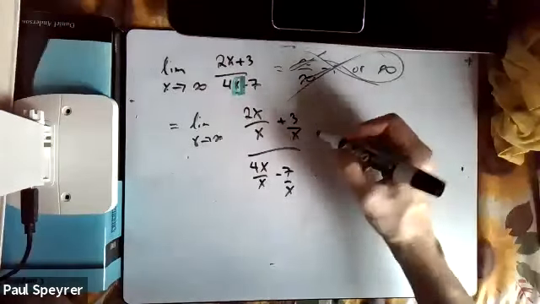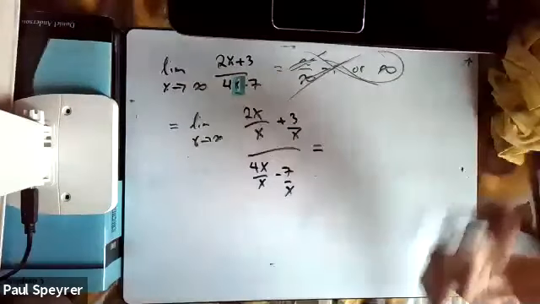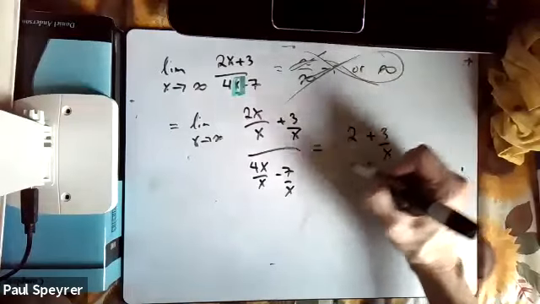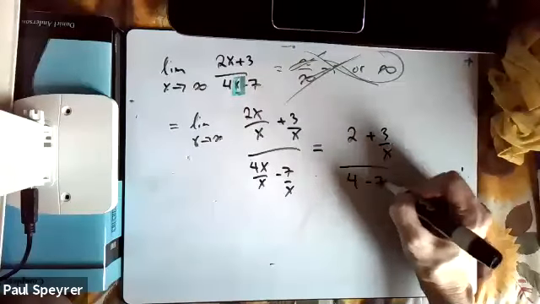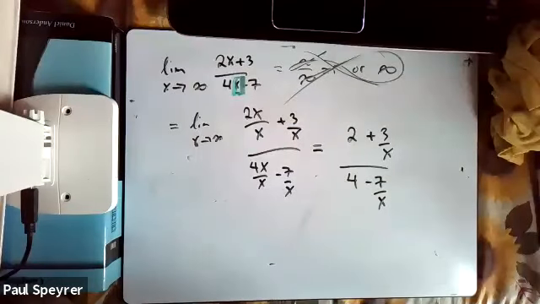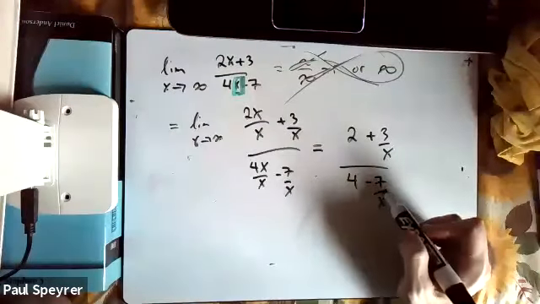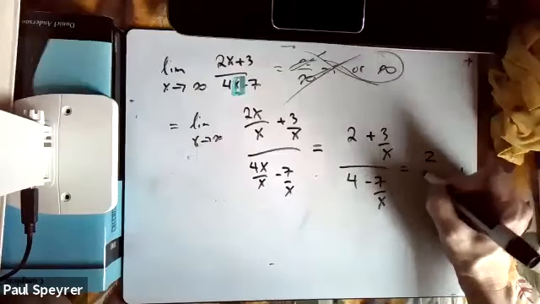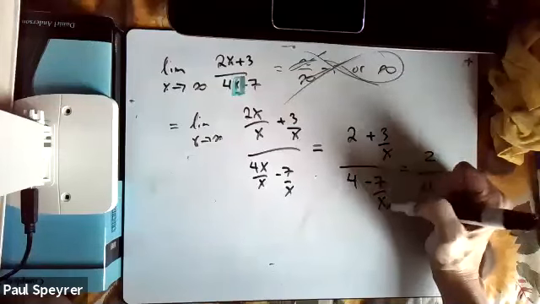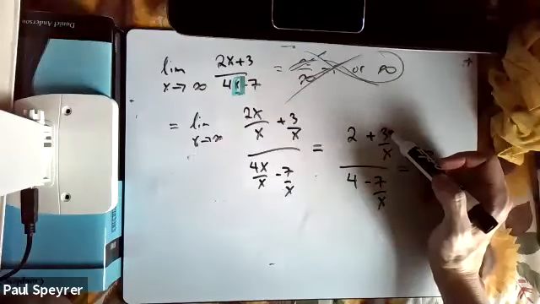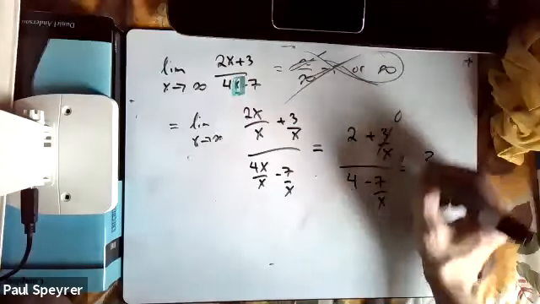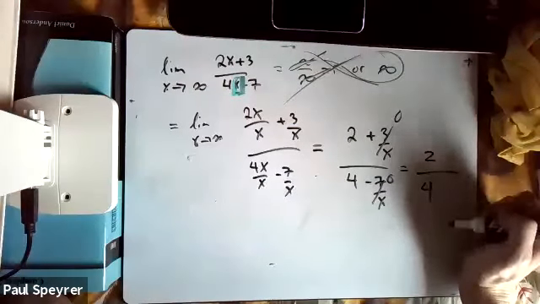Now, what happens? Why do we do that? Well, because we can start simplifying things. This becomes 2 plus 3 over x. This is 4 minus 7 over x. But now if we plug in this infinite limit, what happens right here? This is still 2 and this is 4. But what's 3 over infinity, or negative 7 over infinity? Remember, what do we say? A constant over plus or minus infinity always goes to 0. So this is 0, 0. So we're left with 2/4.